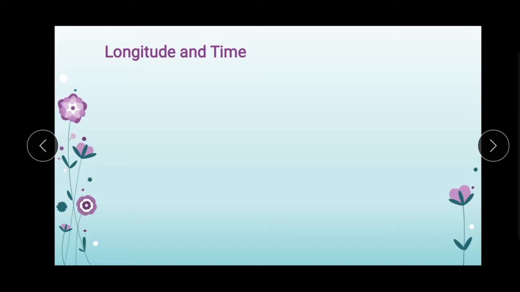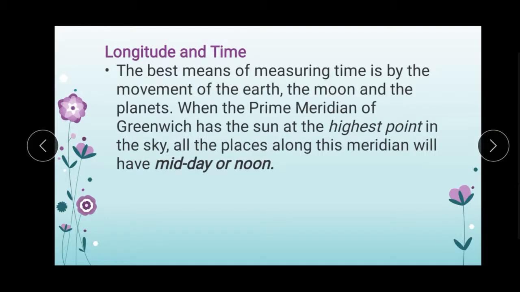Now we are going to see about longitude and time. The best means of measuring time is by the movement of Earth, the Moon and the planets. Then what is the best means of measuring time? Very good, children. By the movement of Earth, the Moon and planets.